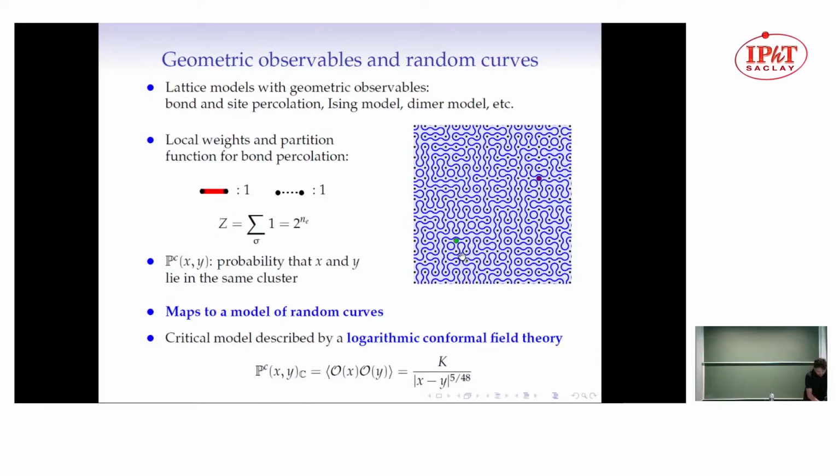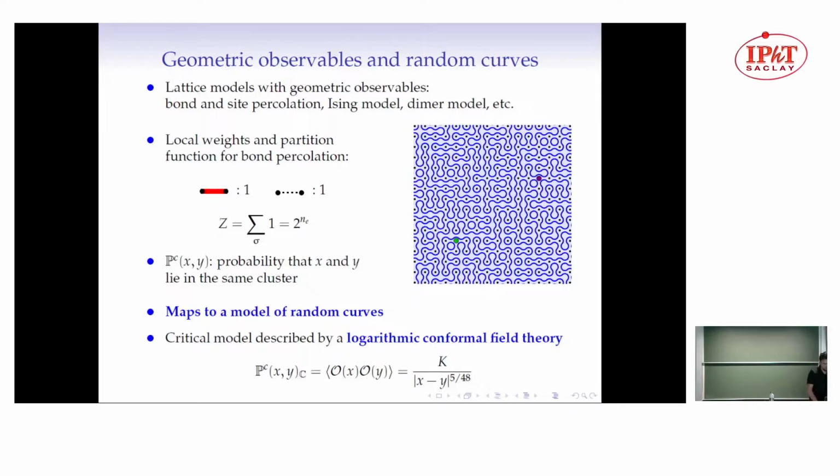Okay, so it is well known that this model, with its non-local observables, is described by a logarithmic CFT, and in particular, this probability is a two-point function of what we call a connectivity operator, in positions x and y. And of course, CFT tells us that if these are primary fields, they should behave as a power law, and we know how to compute the resulting exponent. This exponent, I believe, was first computed by Nienhuis in the 80s using Coulomb gas arguments.